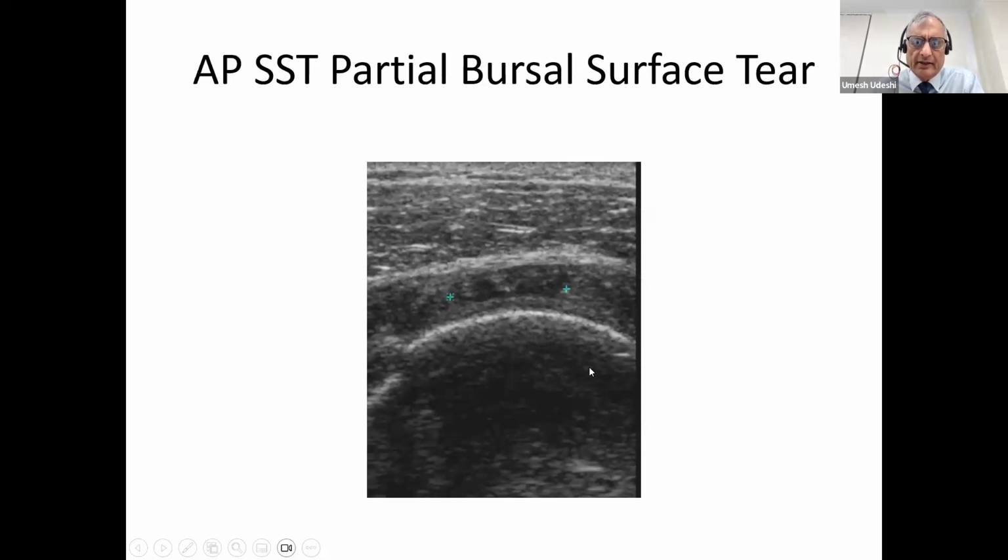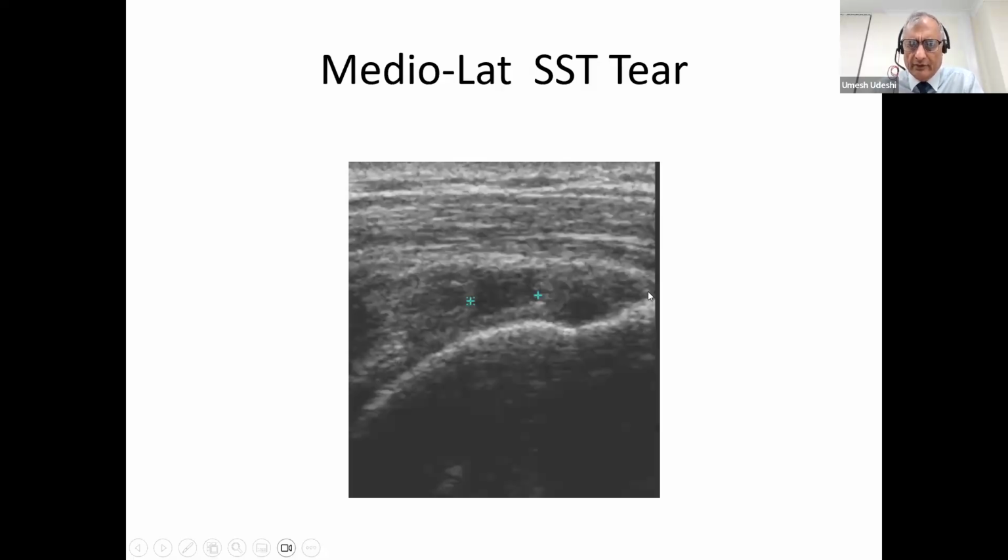So here's a supraspinatus tendon. It's shown here in a transverse scan, and you see the darker area in between the crosses here in the top half of the tendon. So this is a partial bursal surface tear. And in the longitudinal direction, that same tear here between the two crosses. It's not full thickness. It hasn't gone all the way down to the articular surface. If it had, you'd expect to see excess fluid within the subacromial bursa.